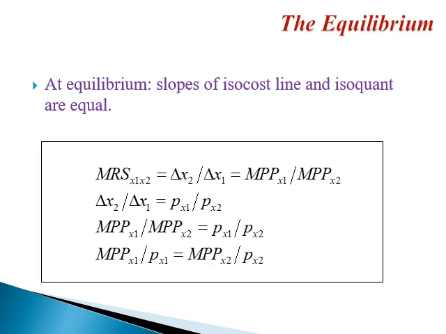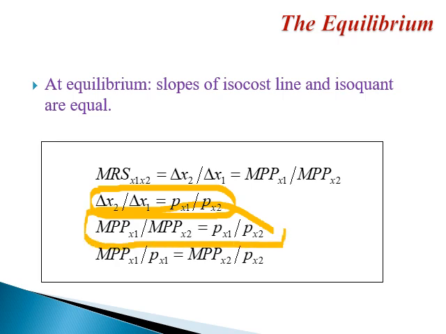This is what he mentioned here. This is equilibrium. Okay, this is the MRS of x1 and x2. It is delta x2 divided by delta x1, which is the same as MPP x1 divided by MPP x2. Okay, this is the condition right here, or this is the condition right here, or this is the condition right here. All that is the same.